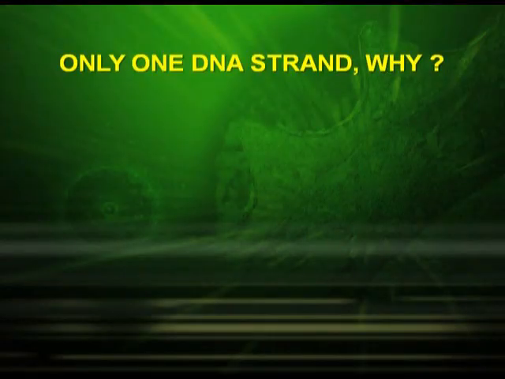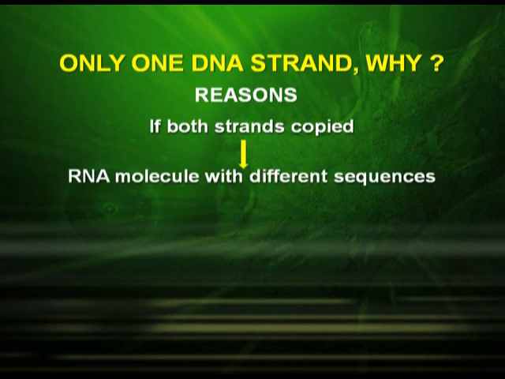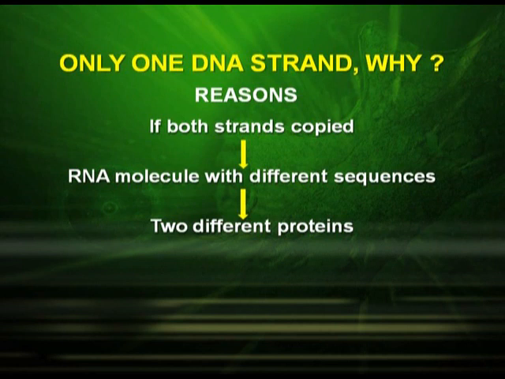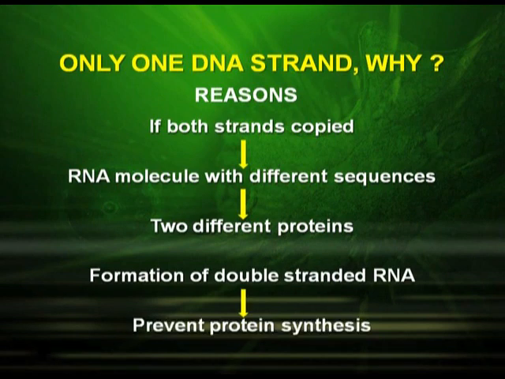Now there is a very important question in our mind: out of the two DNA strands, why is only one DNA strand transcribed? Now let's go into the detail of that. If both the strands are copied, the RNA molecules will have different sequences. So we will have two different proteins. Another important thing, the formation of double-stranded RNA will prevent the protein synthesis.